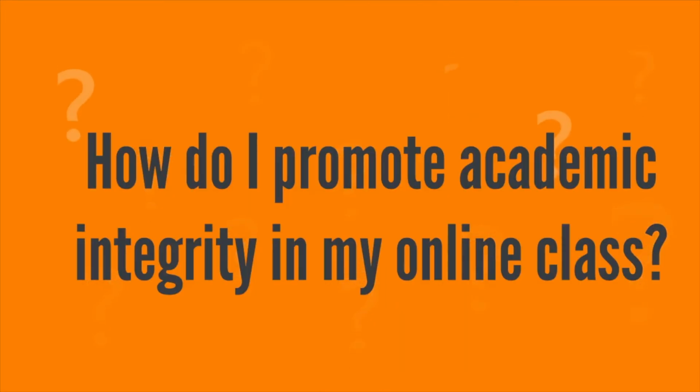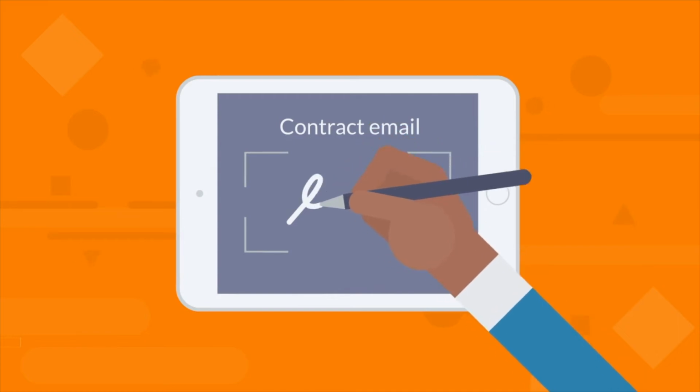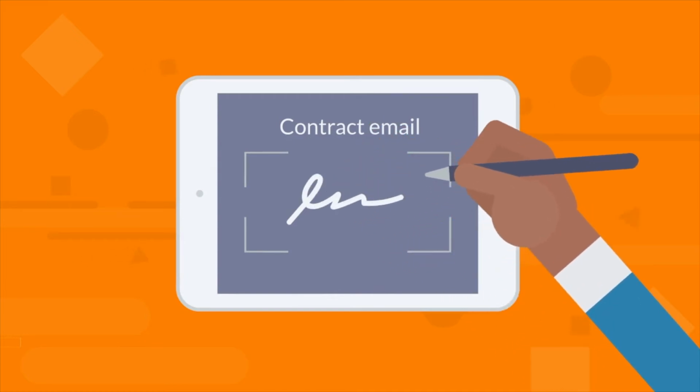How do I promote academic integrity in my online class? One way that we establish academic integrity is through our onset of strong communication at the beginning of the semester. We make sure that the syllabus language is strong and the initial communication is strong in terms of the expectations from the student. We also ask the student to send a contract email back to us as the instructors at the beginning of the semester to ensure that they have read the syllabus, understand the language, and understand the requirements of the class.